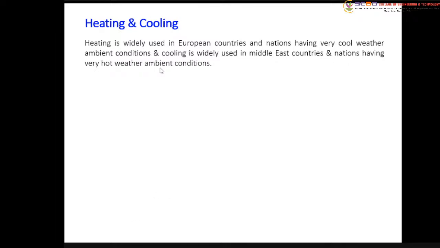Heating is widely used in the cold countries. If you are going to the UK, the temperature is very freezing. During winter, you need heaters. If you go to a house, you will have heaters which will blow warm air. Somebody going to the hill stations like Kodaikanal, Ooty, there you have heaters. They will put heaters and it will blow hot air.